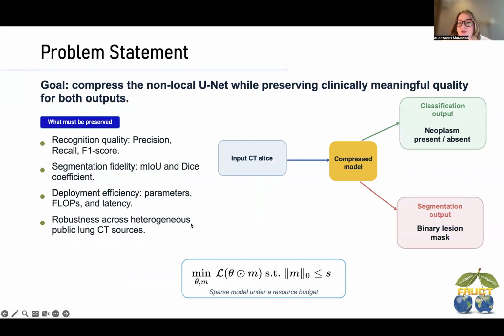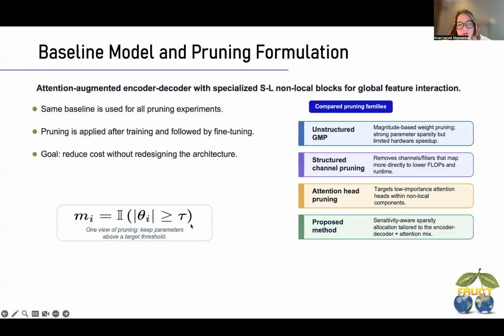Our goal is to create a more resource-efficient version of a specialized non-local U-Net for lung CT analysis. The main challenge is to compress the model while keeping good performance on both tasks at the same time: first, neoplasm presence recognition, and second, lesion segmentation. This is difficult because not all parts of the network are equally important. Some layers and modules are much more sensitive than others, so simple pruning can hurt their quality too much.